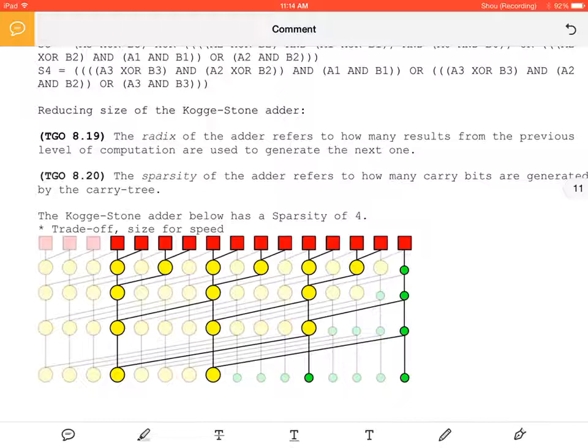adder. Sparsity refers to how many carry bits are generated by the carry tree, right? So here, we're generating carry bits. If you did this, you'd be generating fewer. You can see that there's a significant reduction in the number of carry bits generated. So the trade-off is it runs a little slower. So you're gaining a little bit of area, you're improving over your carry select adder, but you haven't gained the full value of the full area overhead.